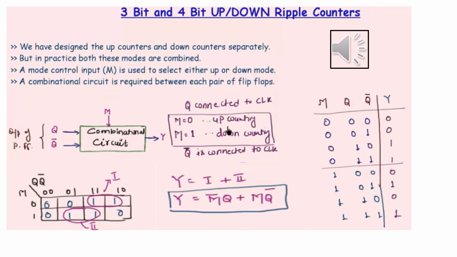Now I am going to get the value of Y here. So what is my Y now? If my counter is acting as a up counter, then I should get Q as the output values for the clock pulse.